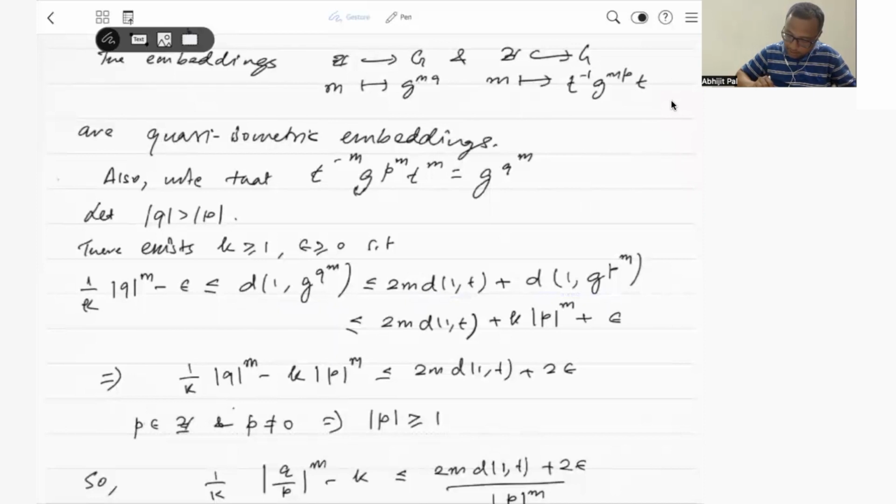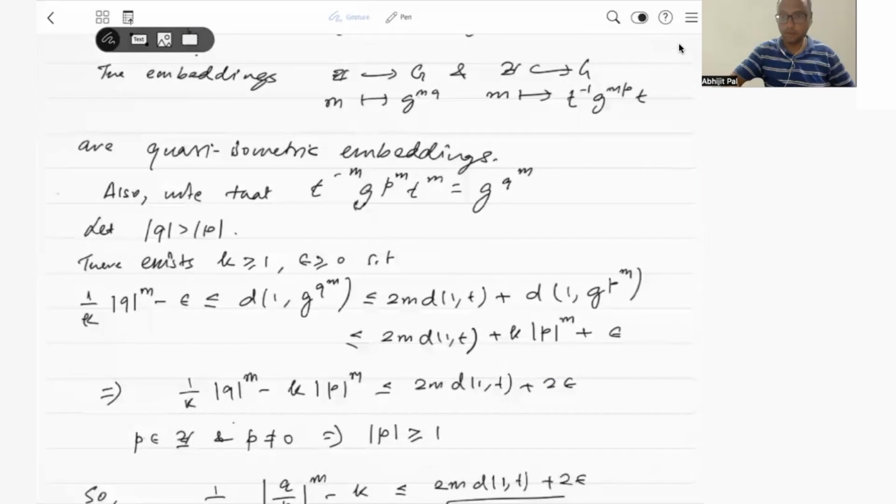And this thing again is less than or equal to 2m times the distance between 1 and t, plus k times |p|^m, plus epsilon. Okay, so this inequality here follows from the fact that this embedding is a k-epsilon quasi-isometric embedding.